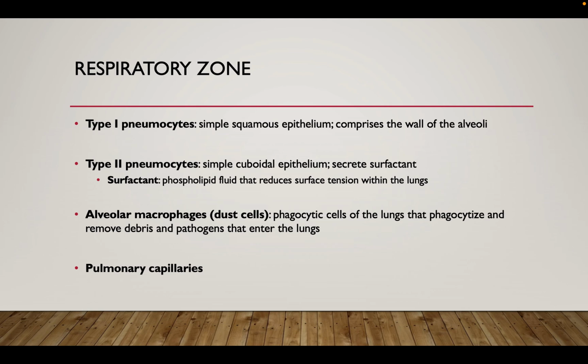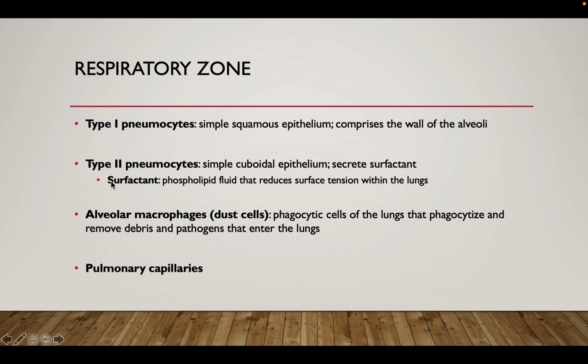So normally there's a little bit of water coating the alveoli, and the water on opposite sides can attract each other, and it can cause the alveoli to kind of fall in on itself, and so this increases surface tension. When you coat it with this surfactant that's produced by these type 2 pneumocytes, it decreases that surface tension so that the lungs are able to expand with a lot more ease.